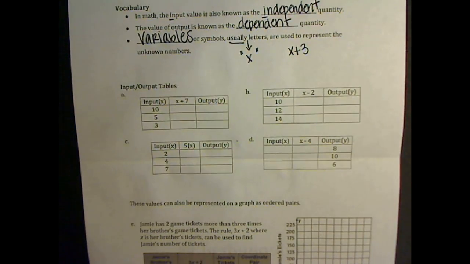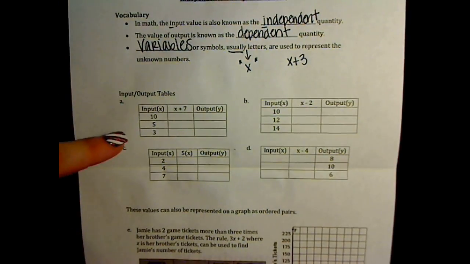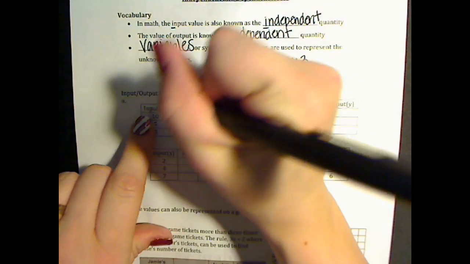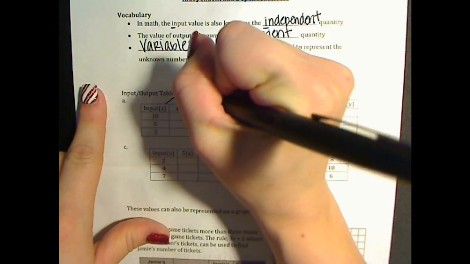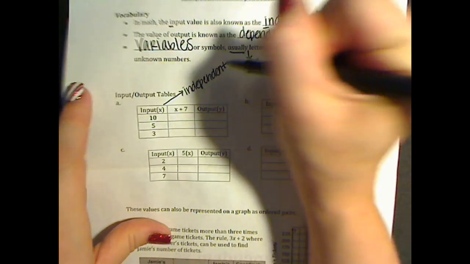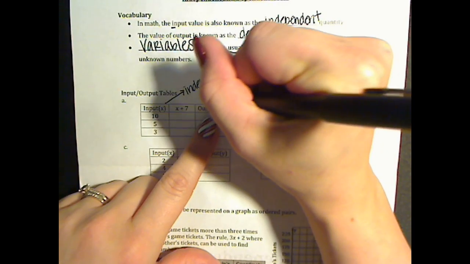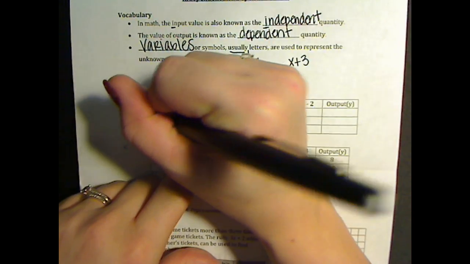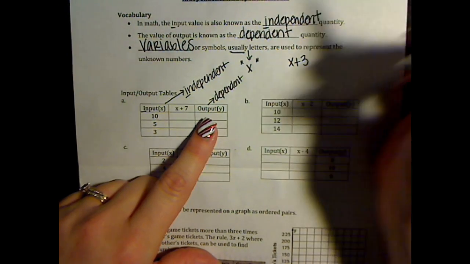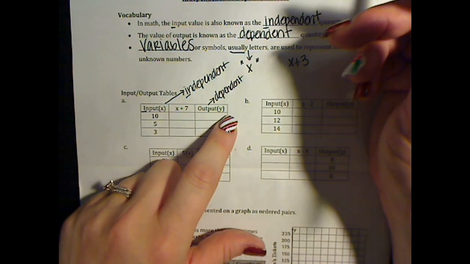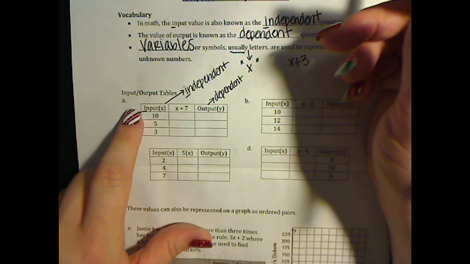Alright, so let's go down here and look at input-output tables. First off, let's figure out what the independent and dependent quantities are. Remember, independent and input both start with I, so input is the independent. Output is the dependent. Input is always the X. Output is always the Y. Always, always, always.